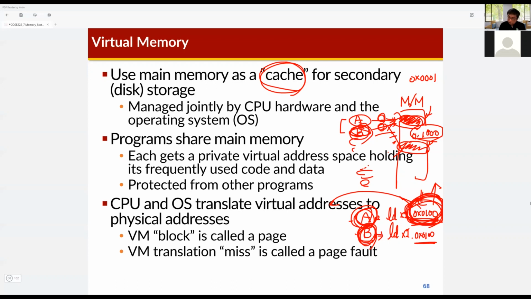You can just translate this address to some different location. 0x0001 is a physical address, and you can just translate this address to 0x1000. Okay, that can be possible. So what's the benefit?